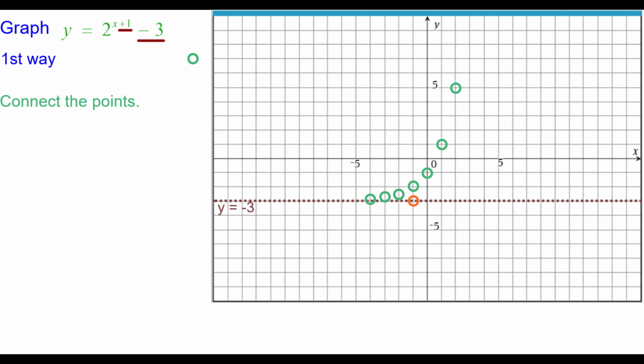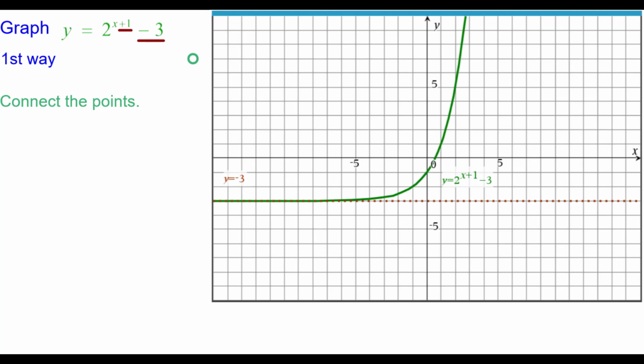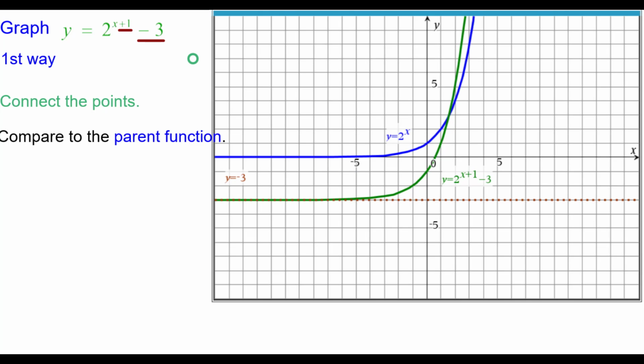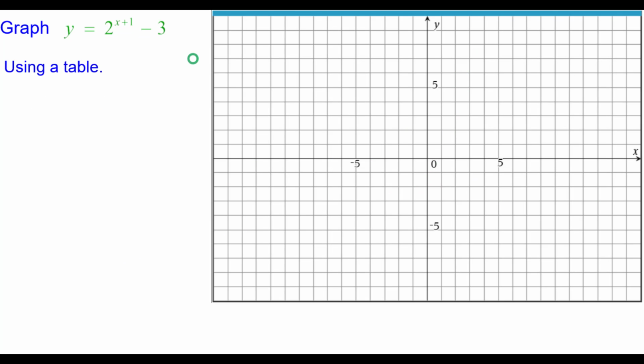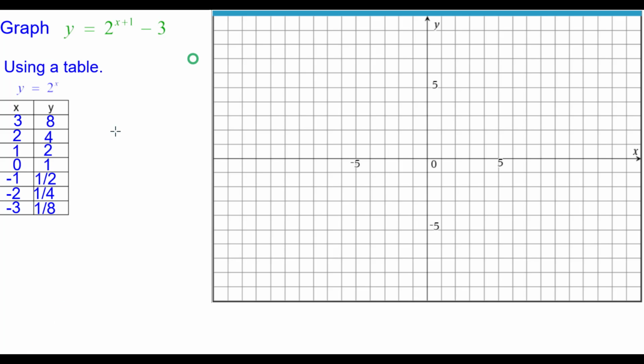Those points, we should be able to connect the points. Look like an easy chair look. Compare it to the parent function. See, it's shifted down also. Using a table, here are 7 points that we normally plot on the y equals 2 to the x parent function.